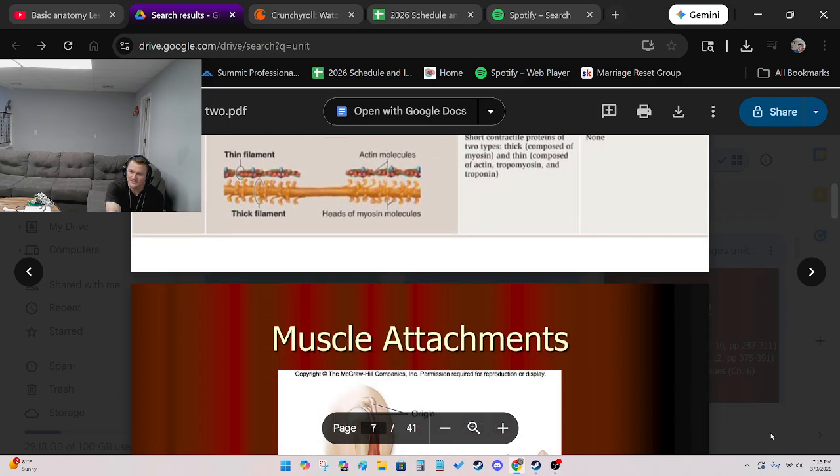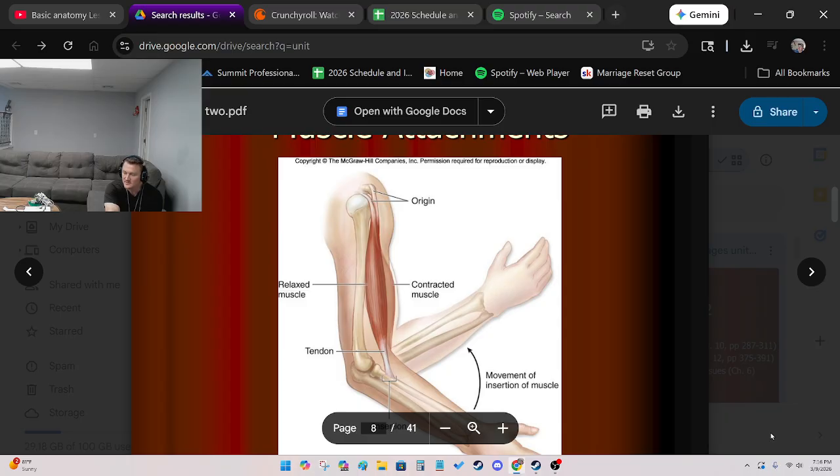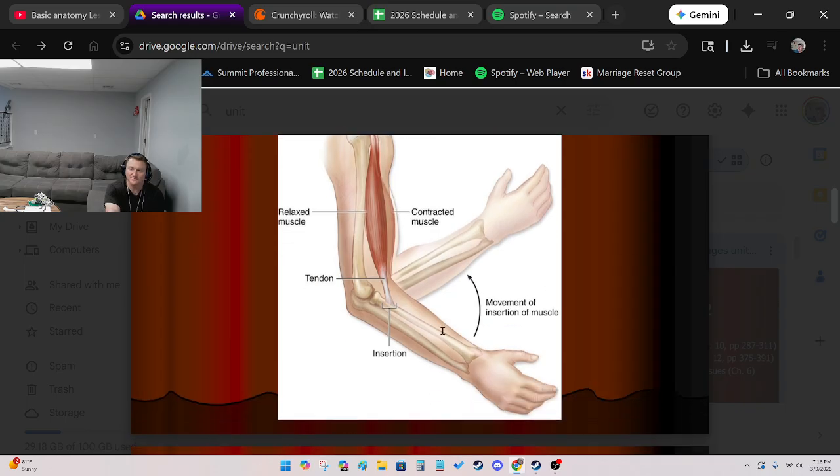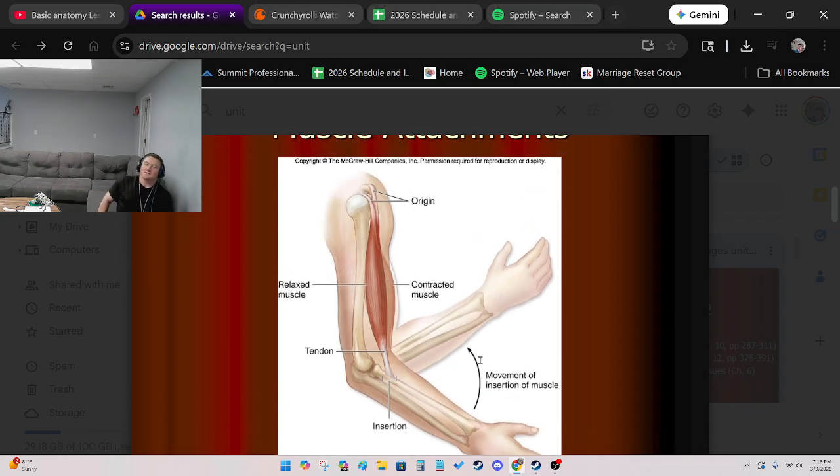This is from that textbook that I've already referenced. The McKinley, I do believe it is. The McKinley, yes, one of my favorites. Relaxed muscle and contracted muscle. It's just giving you an idea of the flexion. Flexion happening at the biceps, not femoris, but biceps brachii.